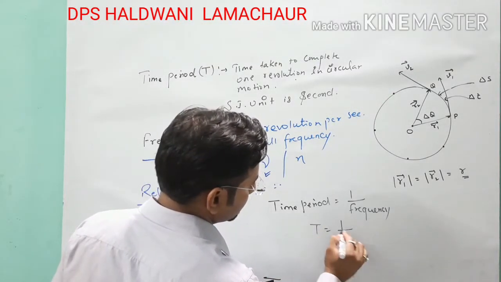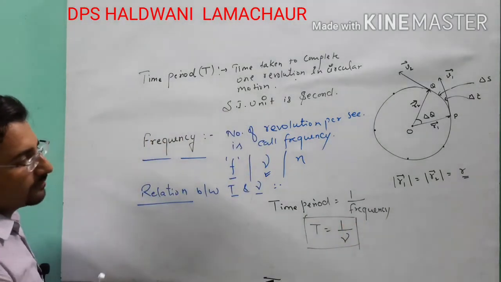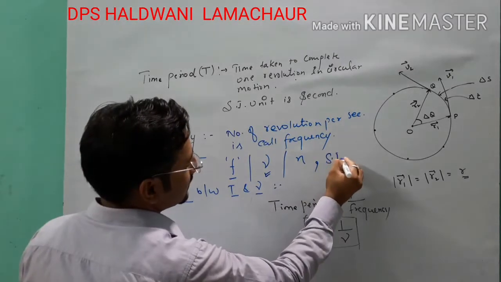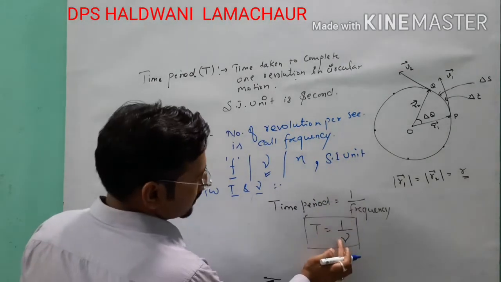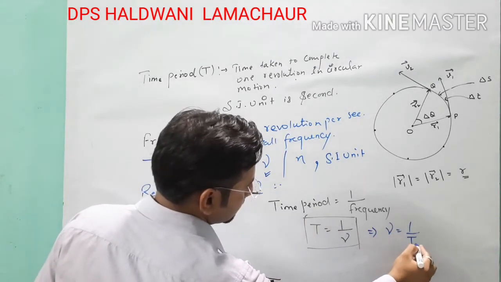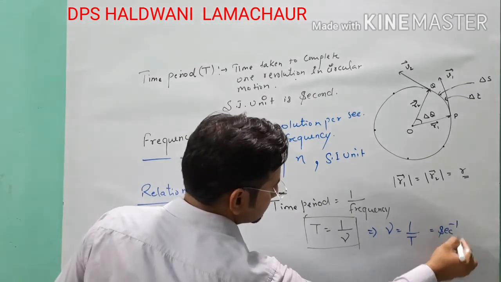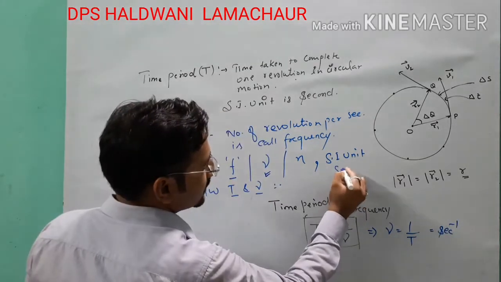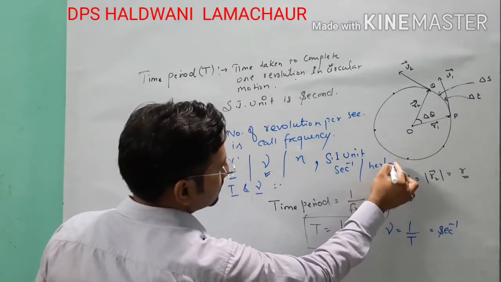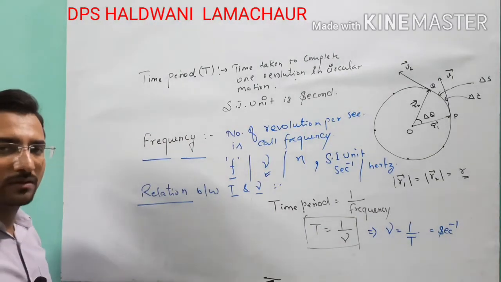You can write time period is equal to 1 over mu, and when we write the SI unit of frequency here, you can add one thing. The SI unit of frequency is, from this 1 over time period, second inverse, or you can say hertz. So hertz is your SI unit of frequency.